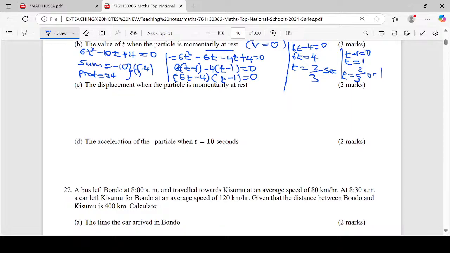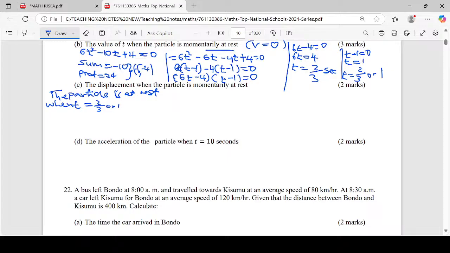Let's look at part C, the displacement when the particle is momentarily at rest. Now, we have known that the particle is at rest when t is equal to 2 over 3 or 1.